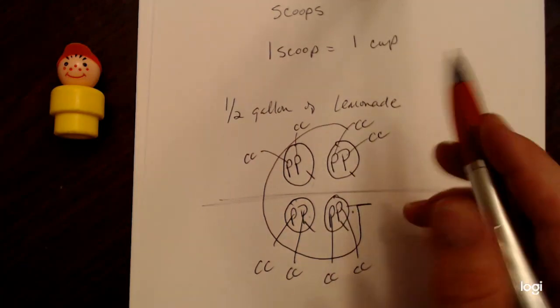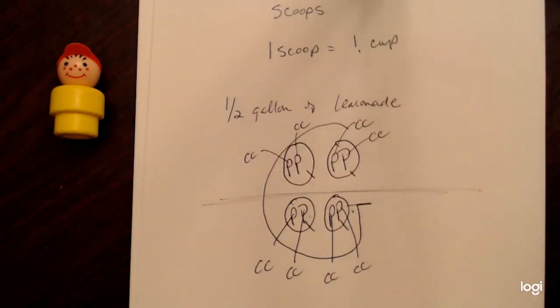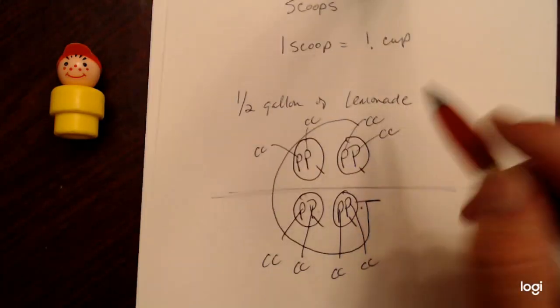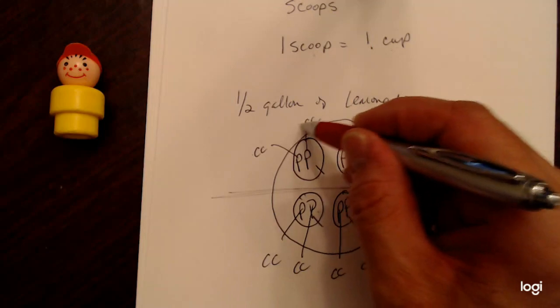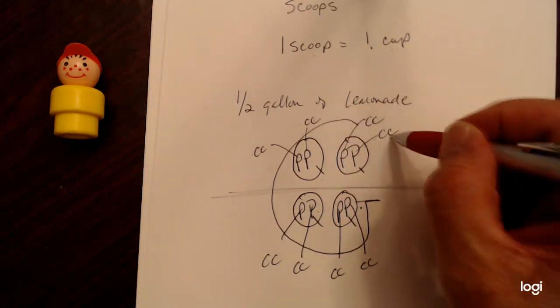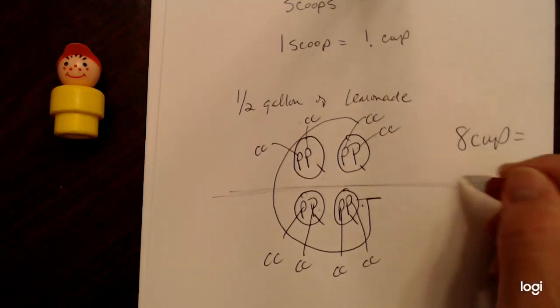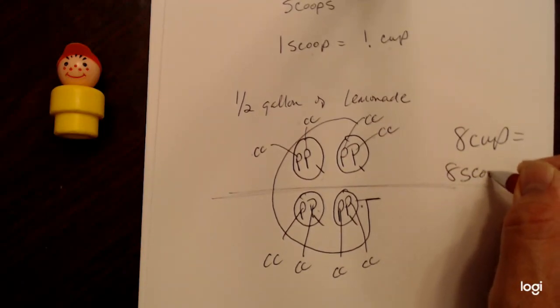So 1 scoop equals 1 cup. How many cups does he need? 1, 2, 3, 4, 5, 6, 7, 8. So he needs 8 cups, which is the same as 8 scoops.